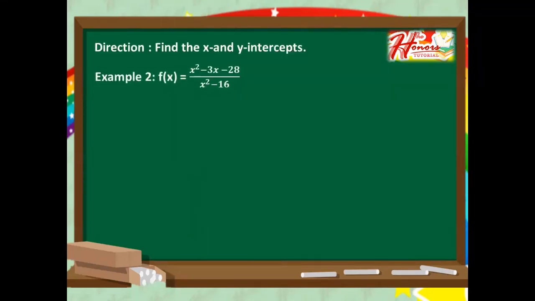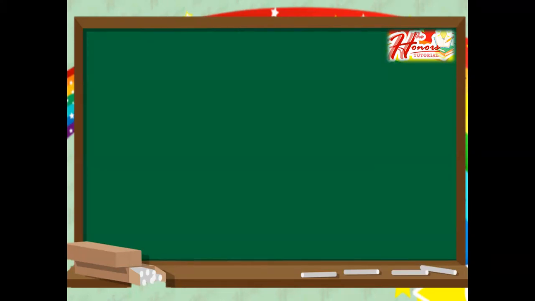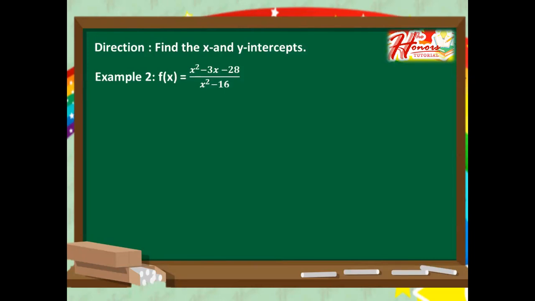We have here f of x is equal to x squared minus 3x minus 28 over x squared minus 16. Same process. Let's write the solution here. And then let's solve for the x-intercept first. For the x-intercept, same process. Kindly change y into 0.